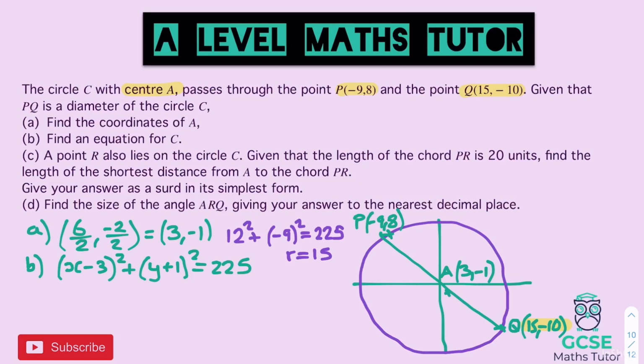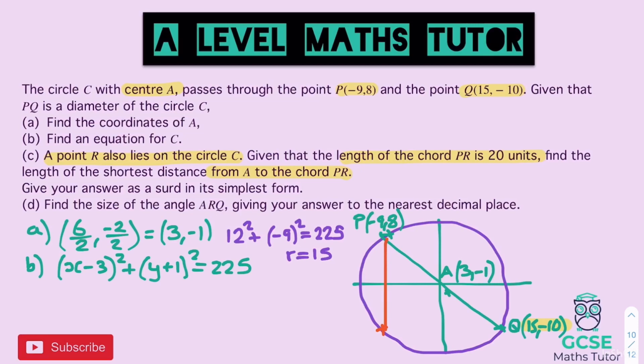Okay, so for part C, let's have a look. So let's read this carefully. It says a point R also lies on the circle, and given that the length of the chord PR is 20 units, find the length of the shortest side from A to the chord PR. So again, we can just pick a random point for this to go somewhere, and let's just have another quick read. It said the length of the chord P to R, so let's put it down here. So P to R, there we go, and that's 20 units, it says.